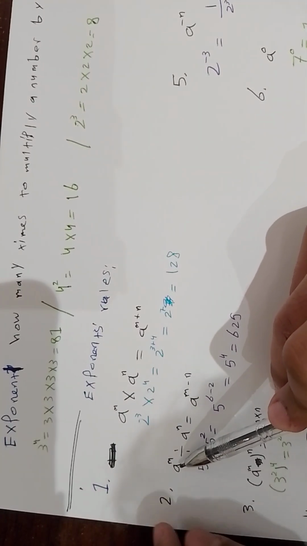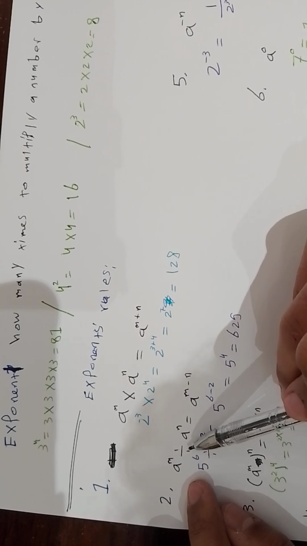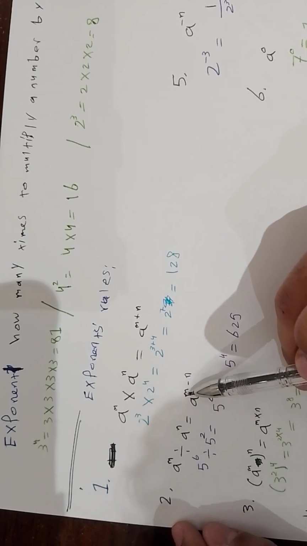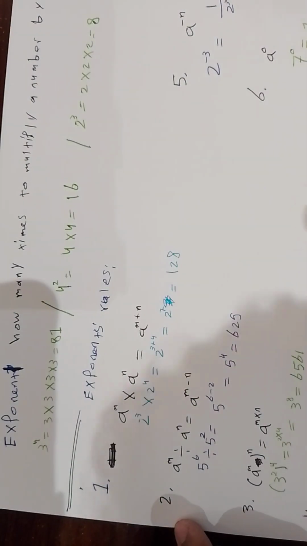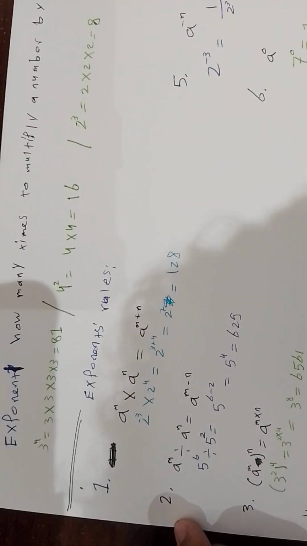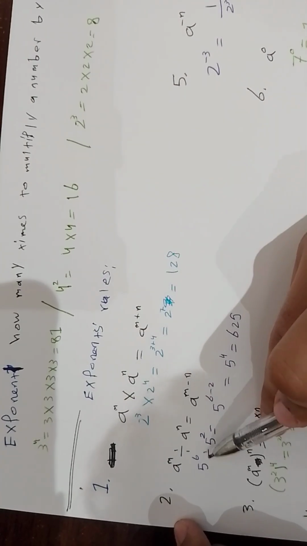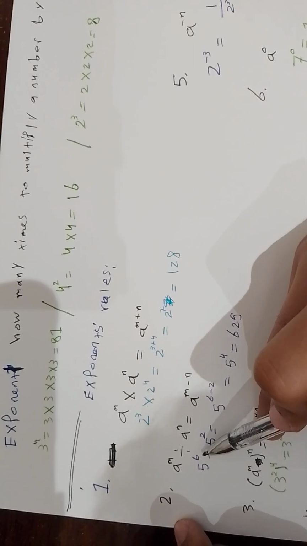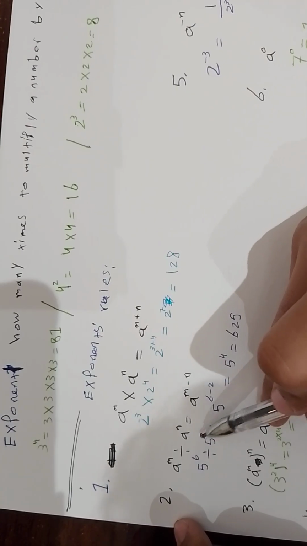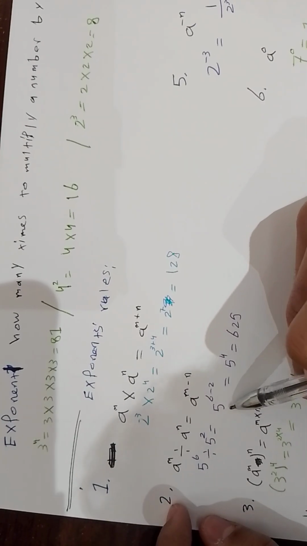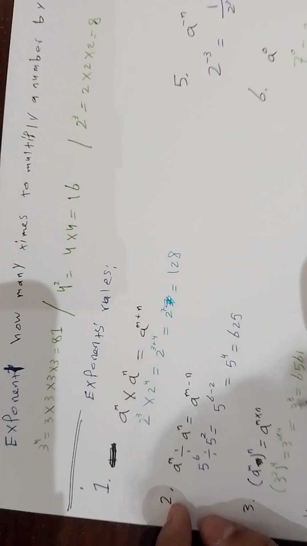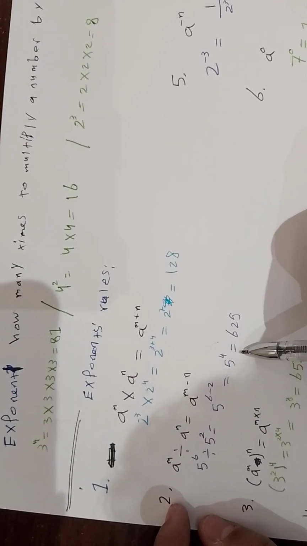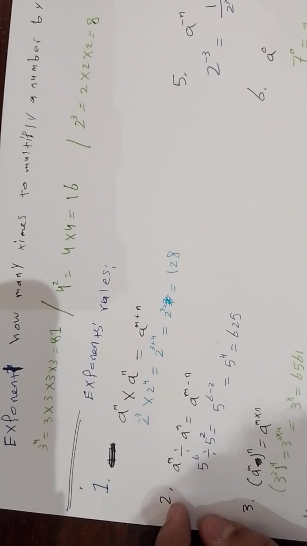And the second rule is the division rule, which is a to the m over a to the n. Actually, that's the opposite of the first one. Now you have to subtract the second exponent from the first. So for example, 5 to the power of 6 over 5 to the power of 2, so it would be 5 to the 6 minus 2, which is 5 to the 4, and the final result would be 625.